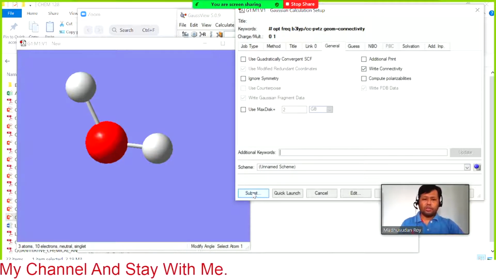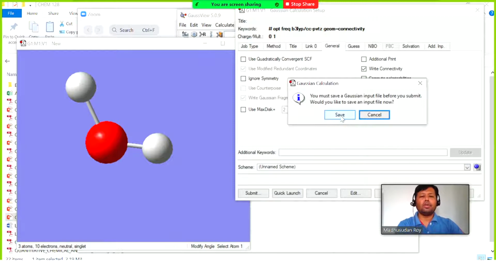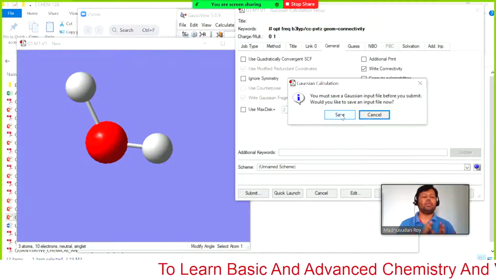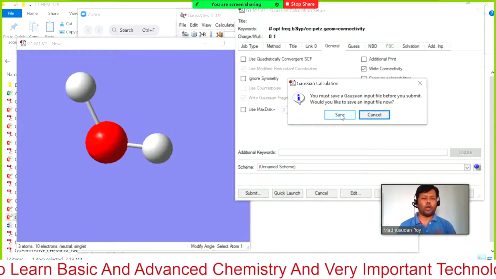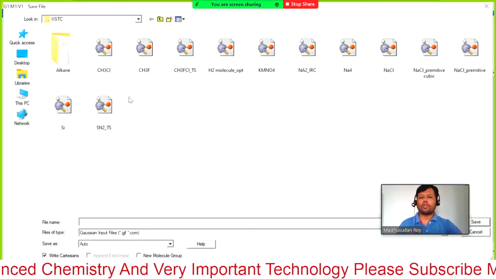So now we will submit the work to the computer. So let us submit, and now you need to save the molecule, because when the calculation is over, the computer automatically saves the file. So you need to save it initially as an input file. So save as, like this way, save.